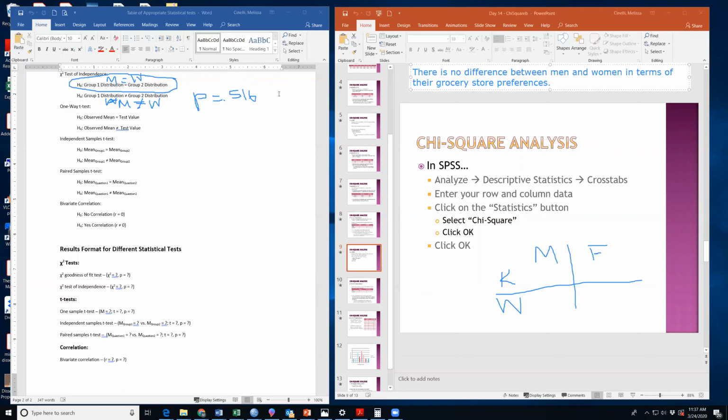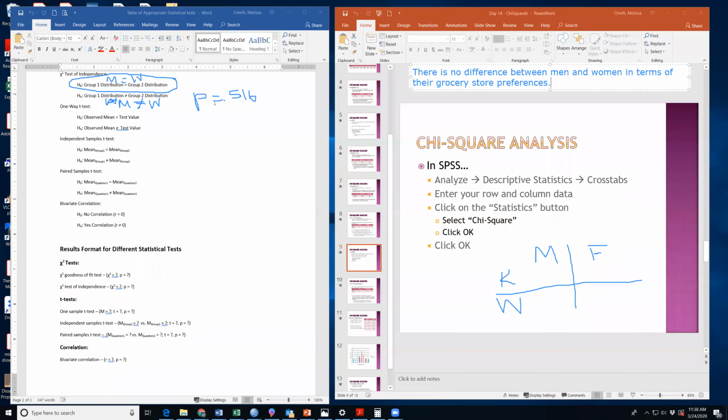Importantly, this test is asking, is group 1's pattern of answers equal to group 2's pattern of answers? It does not ask, do they like Kroger or Walmart better? So we can't make a conclusion like everybody likes Kroger or everybody likes Walmart. Instead, we can just conclude that whatever group one's answers are, it's the same as whatever group two's answers are. When we conclude that there is a difference, then we look into the actual pattern of responses to see what that difference is.